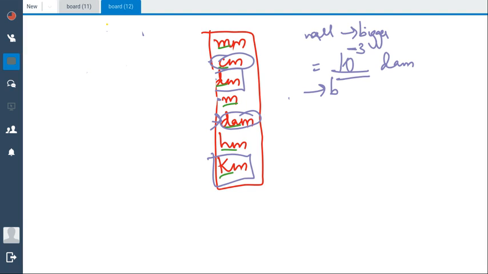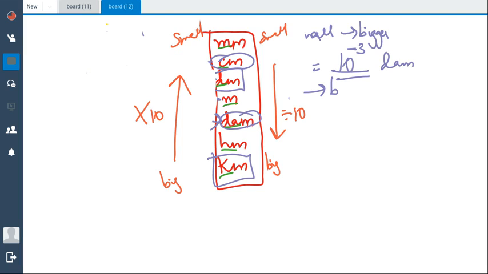Okay, now we need to convert from one unit to another. This is the small unit, this is the bigger unit. When we convert the bigger unit to the smaller unit, we have to multiply by 10. When we convert the smaller unit to the bigger unit, we need to divide by 10. Or what you can do is count the number of steps and write 10 raised to that number.